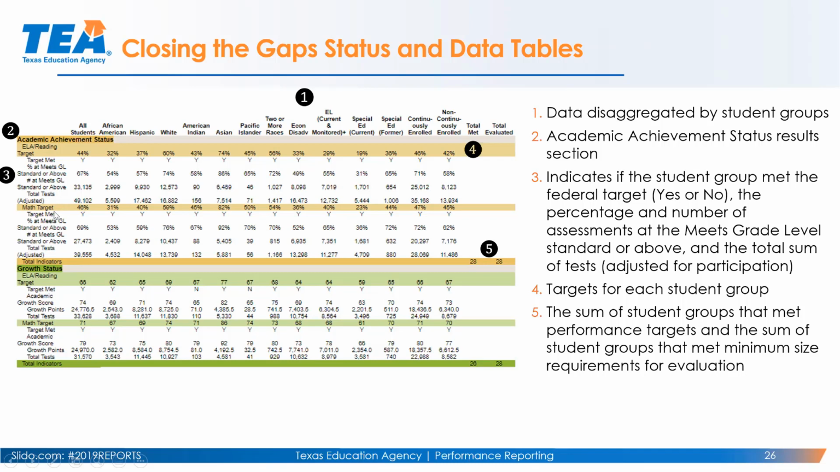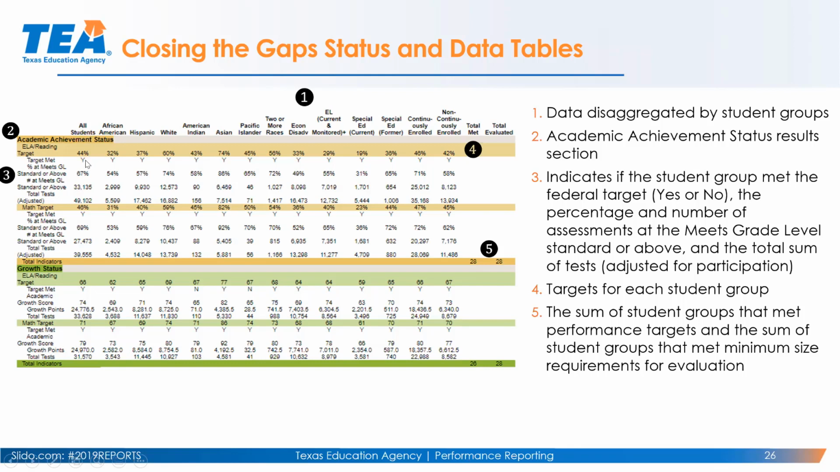And this indicates if the student group met the federal target, yes or no. And then the percentage and number of those assessments at the meets grade level standard or above, and then the total sum of tests. So let's look at all students, for example. I'm just going to focus on this column right here for all students. So the target for all students for academic achievement in reading is 44%. Now, this district met the target, which is why there is a Y for yes.